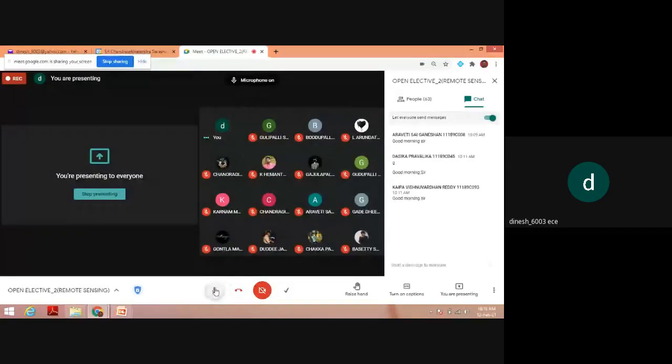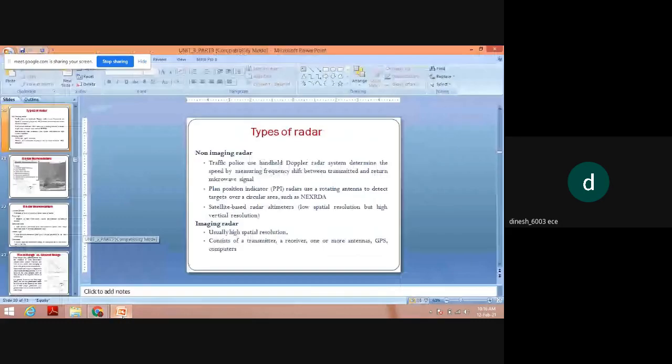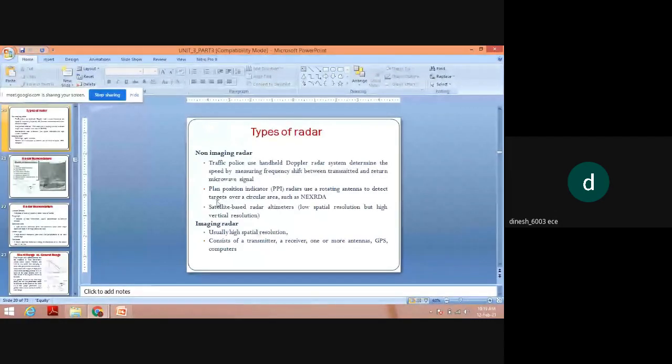So in the previous class we had seen the basics of radar. In this class we are going to see the applications of radar in specific types. Before starting the applications of radars in specific types, we need to see some basic terminology. So for that we should be familiar with the types of radar. What a radar is, we had seen. Then we need to see the types of radar.